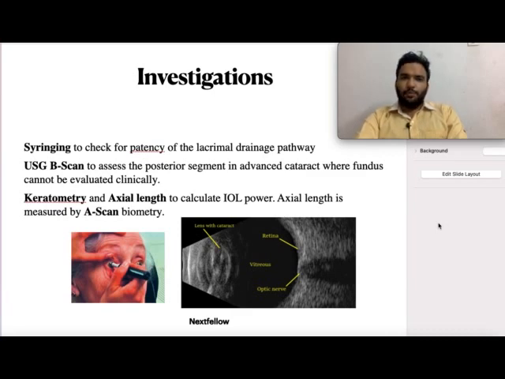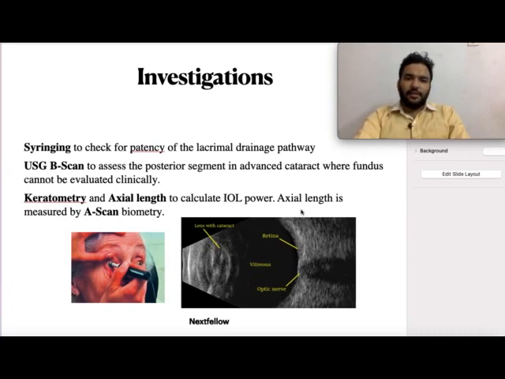And then we do B scan in the case of advanced cataract where the fundus cannot be visualized. That's when we do B scan. And for measuring the IOL power, we see the keratometry. Keratometry is the corneal curvature, and then axial length, the length of the eyeball, in order to calculate the intraocular lens power. So axial length is measured by A scan.